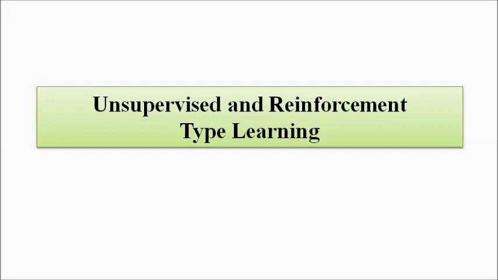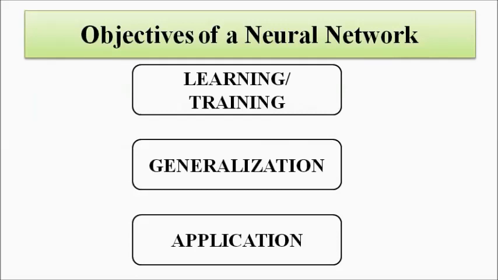Okay, so just to get started, we know that there are three main objectives of a neural network. The first one is learning, the second one is generalization or categorization of data, and the third one is the application of the things that are acquired during the learning and generalization process to solve real life problems.